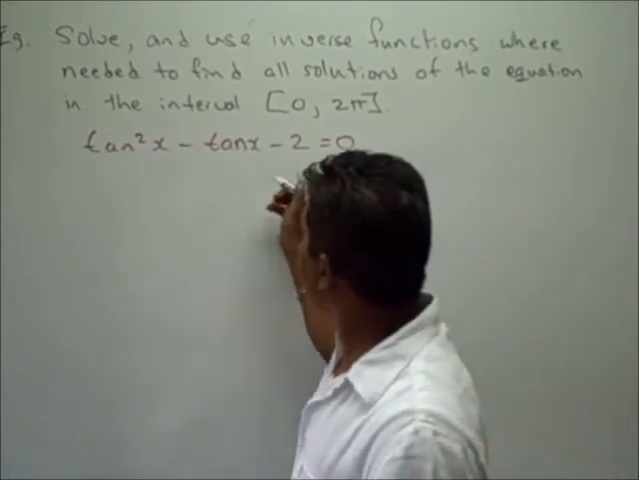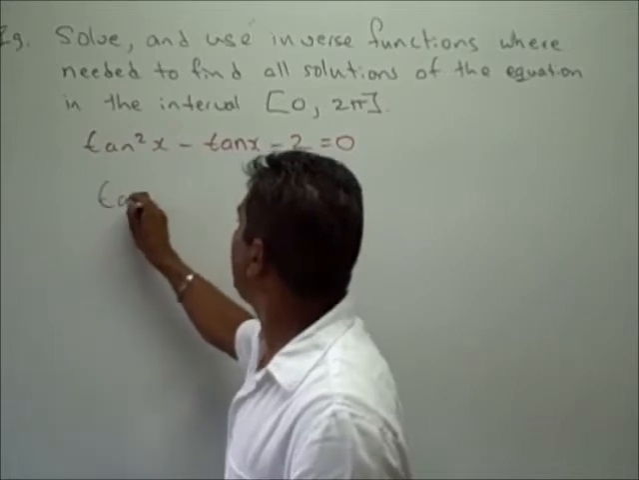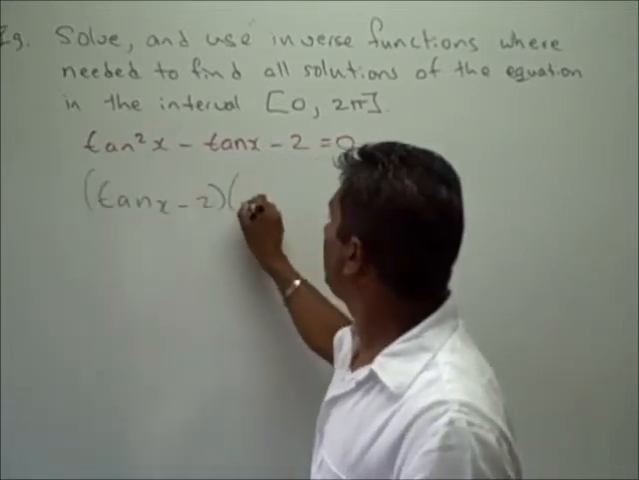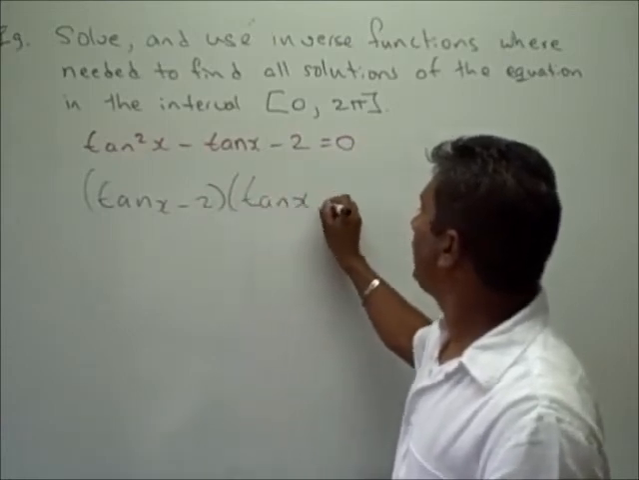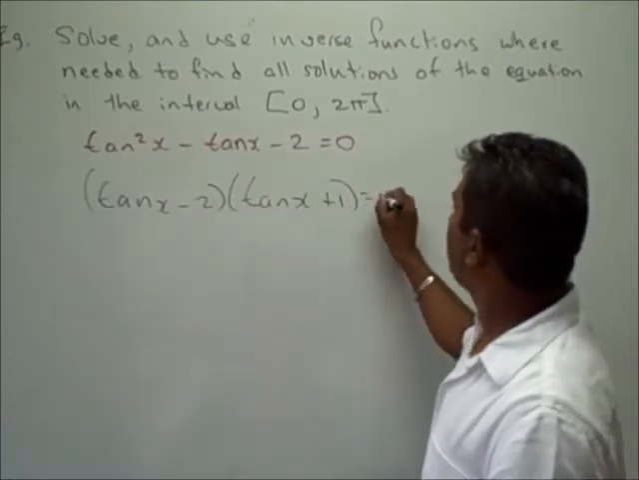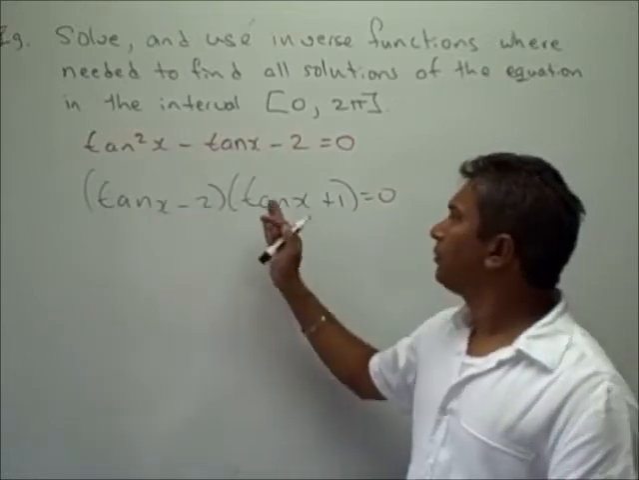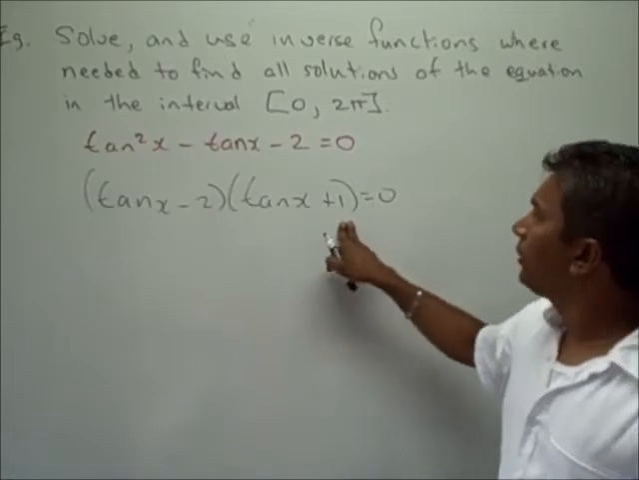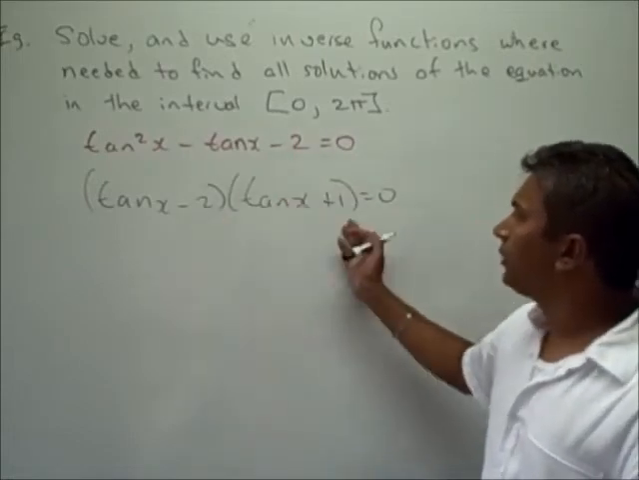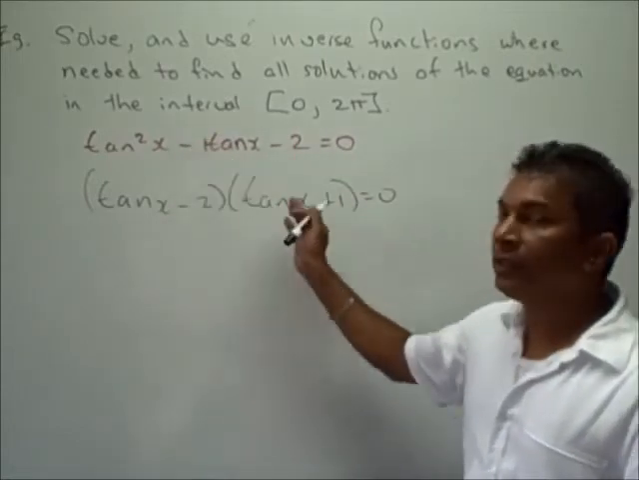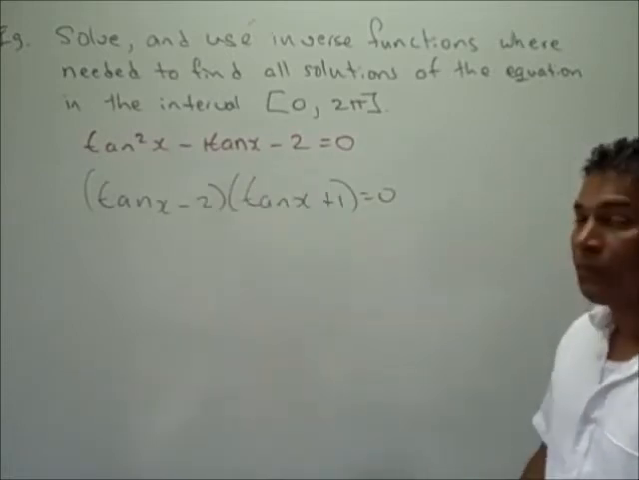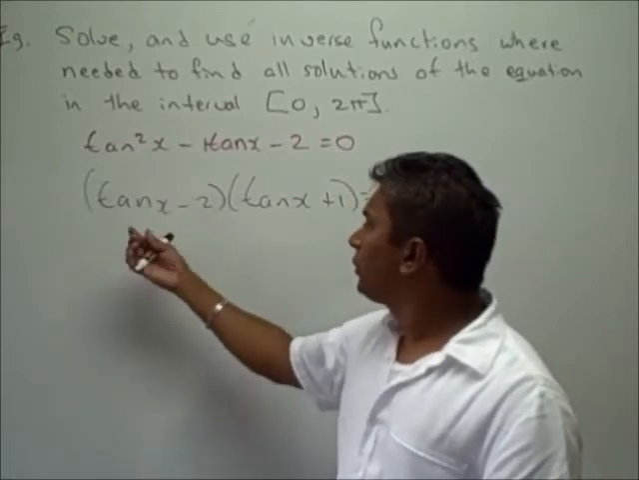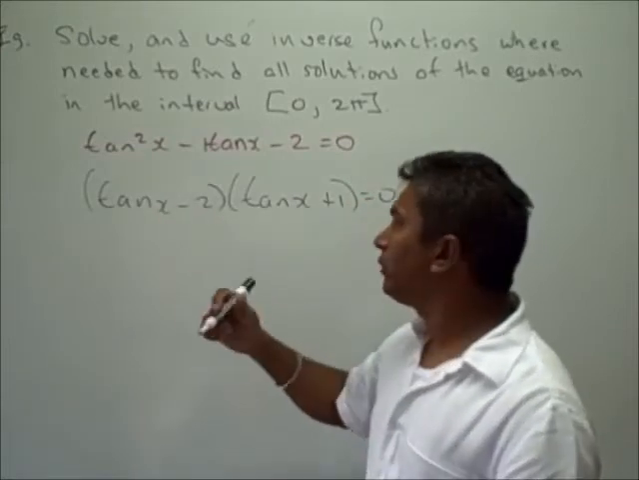If we factor this, we have tan x minus 2 times tan x plus 1 is equal to 0. So tan x times tan x will give us tan squared x, minus 2 times 1 would be negative 2, and when you add both of these together, you get a negative 1. So this is our correct factorization. Going back to our algebra techniques, from our zero factor property, we can set each one of these factors equal to 0 and solve.